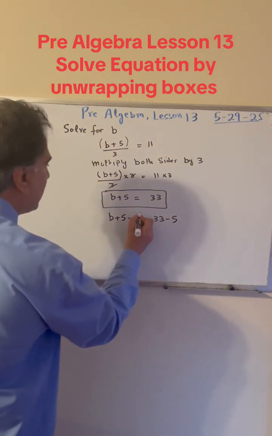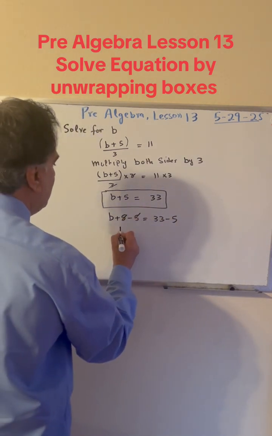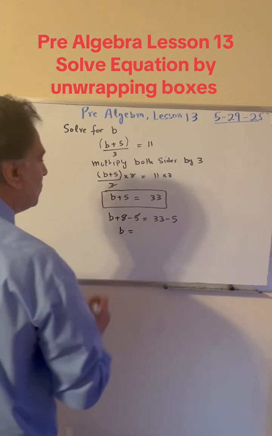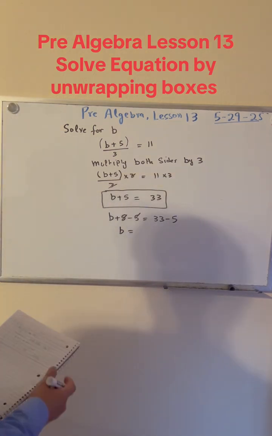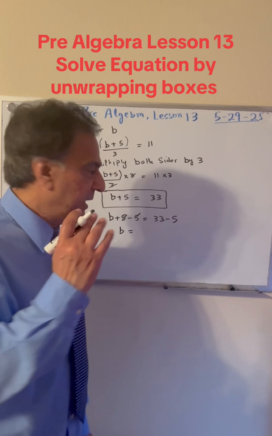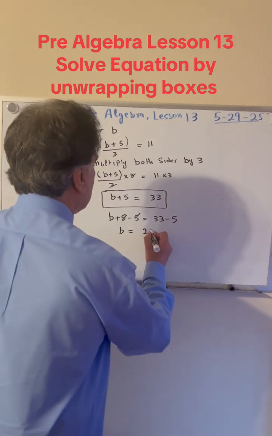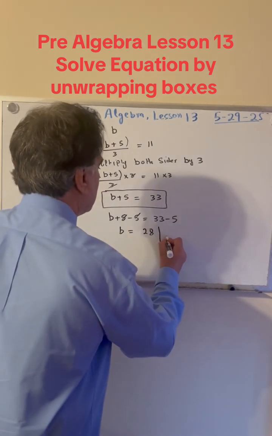Okay, this 5 cancels, and b is equal to, what is 33 minus 5? 33 minus 5 is 28. So my friends, this is the answer.